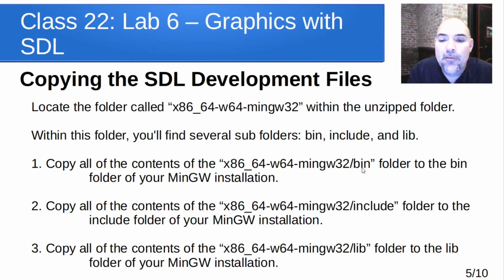In other words, we're going to copy all the files from the bin folder to the bin directory of the compiler, all the files from the include folder to the include folder for the compiler, and all the files from the lib folder in the zip to the lib folder. And then after we're done with that, we're now ready to create a project.